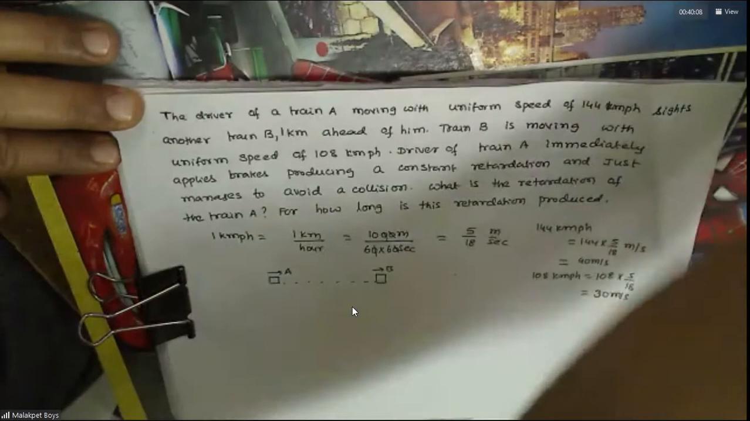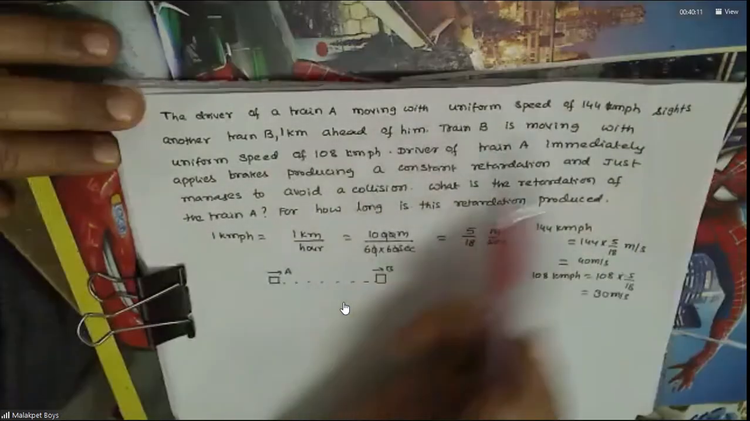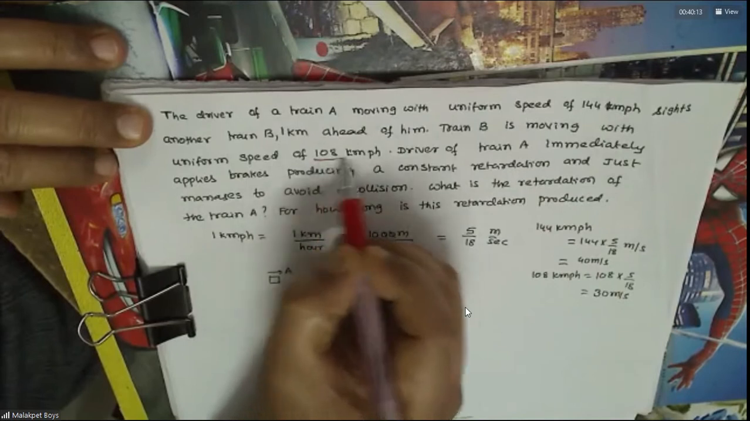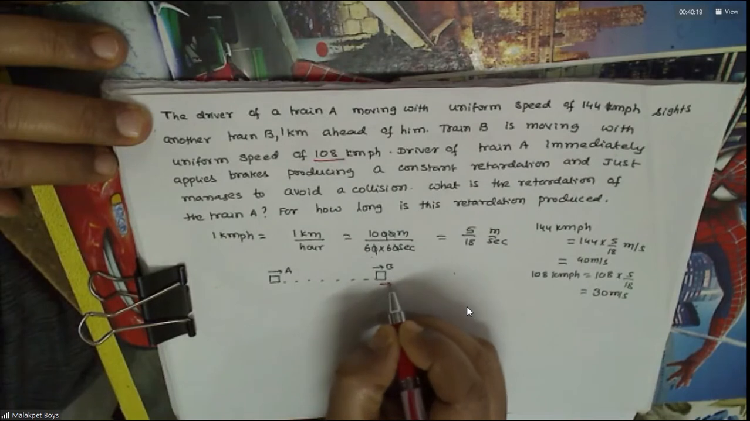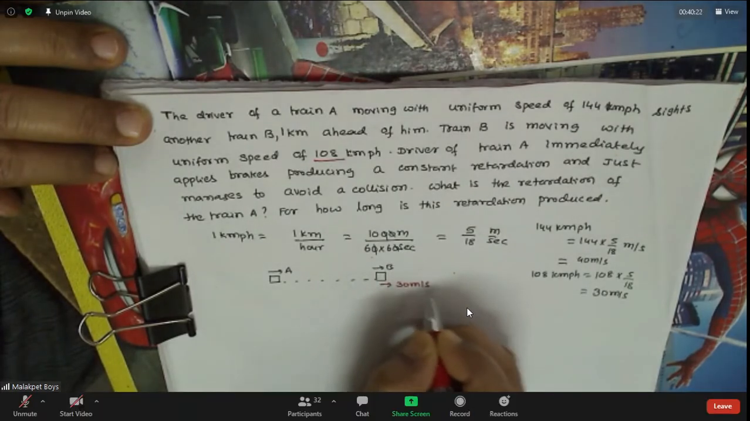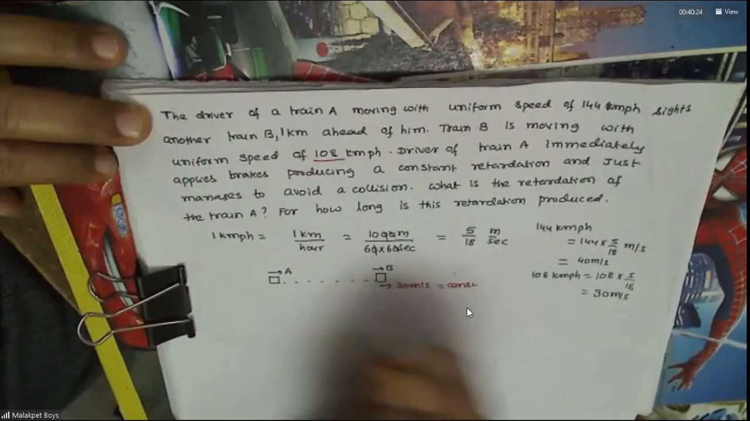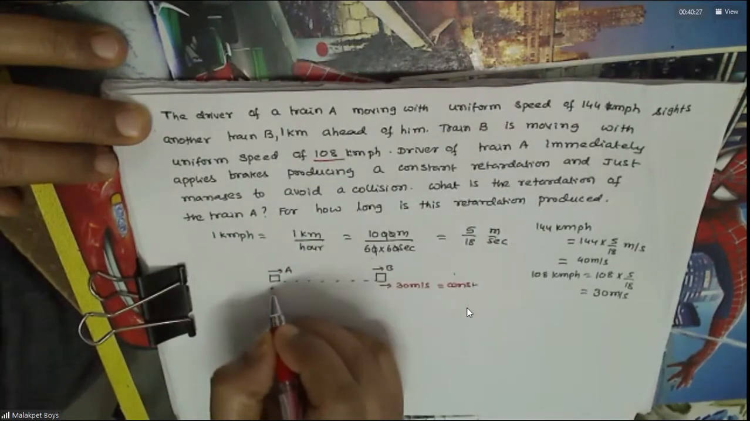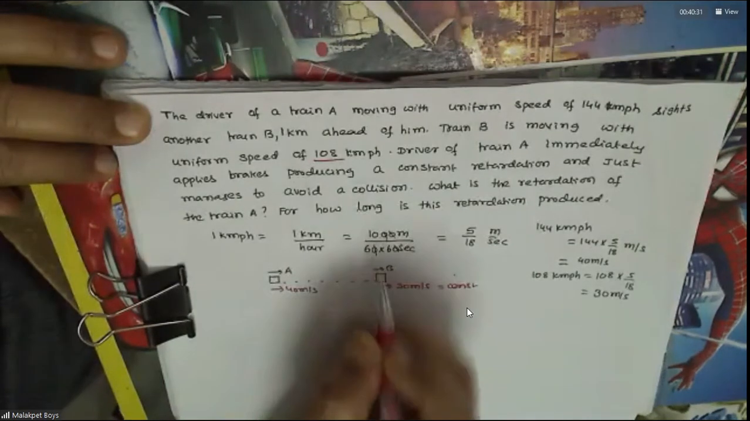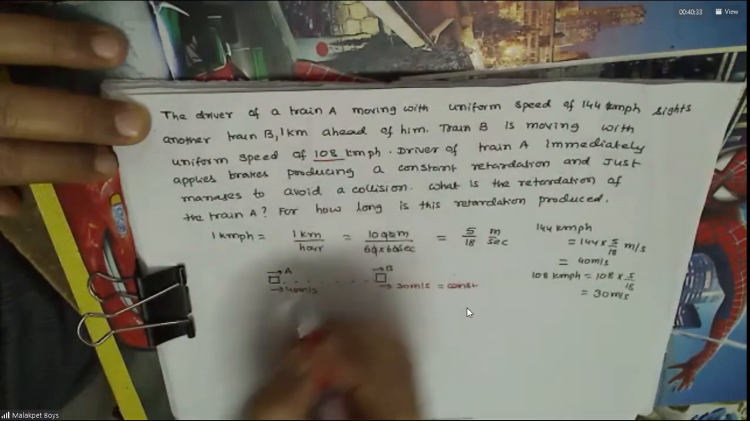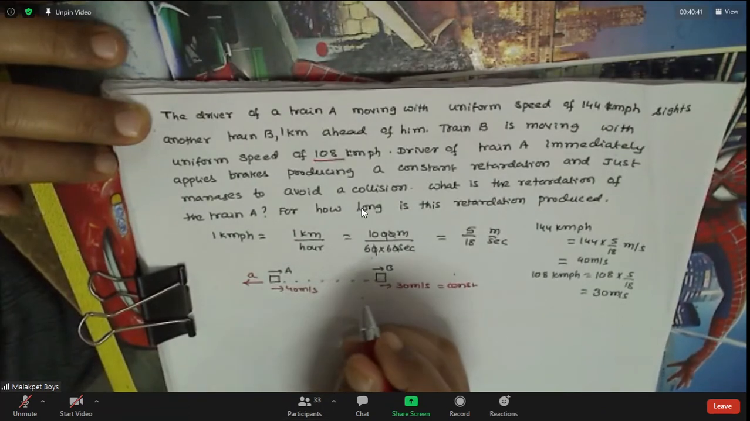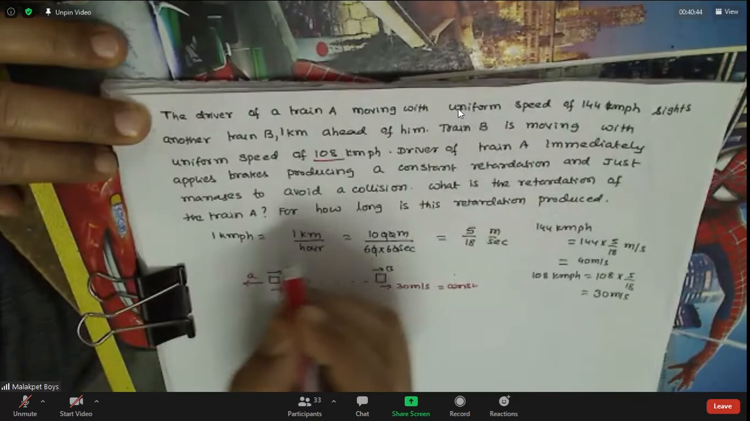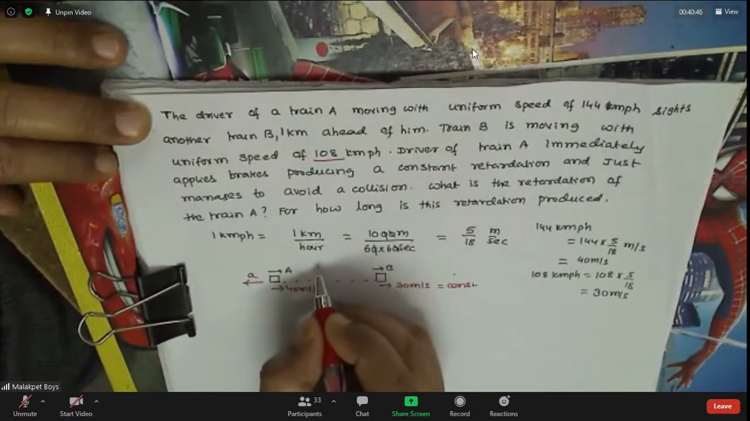This is moving with constant velocity. Both are moving, and one applies brakes, producing a retardation in this train. Now what is the distance between them? 1 kilometer, 1000 meters.